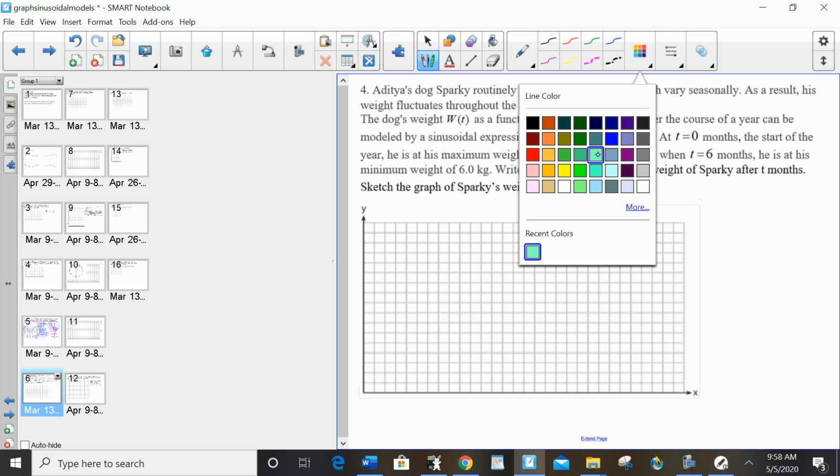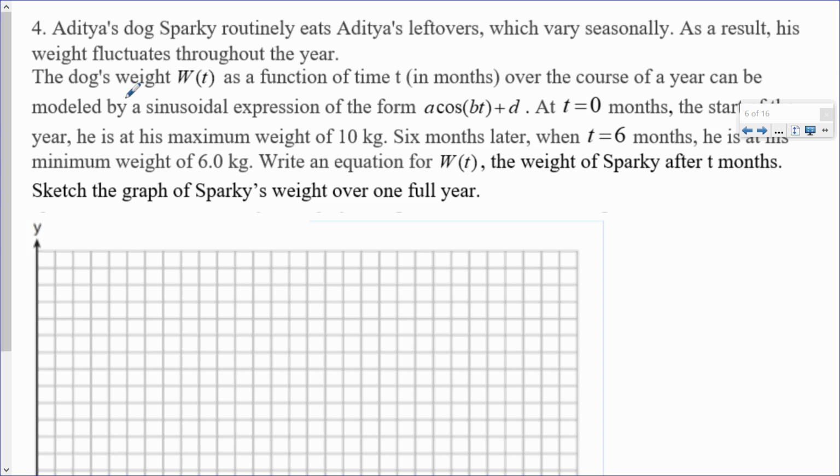Looks fun. All right. Aditya's dog Sparky eats leftovers, which vary seasonally. As a result, his weight fluctuates throughout the year. So does mine, by the way. The dog's weight, W(t), as a function of time over the course of the year, can be modeled by a sinusoidal expression in the form. So it's telling you it's a cosine. At t equals 0, he's at his maximum weight of 10.